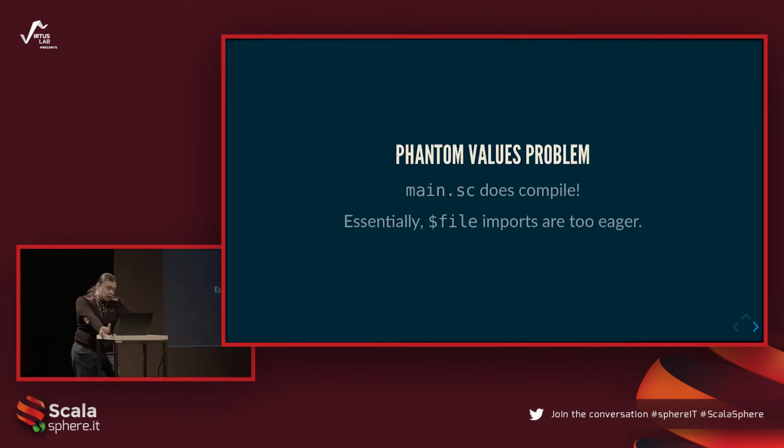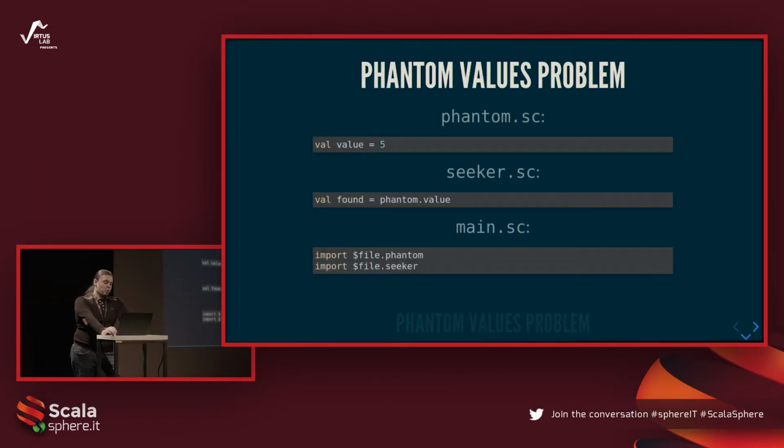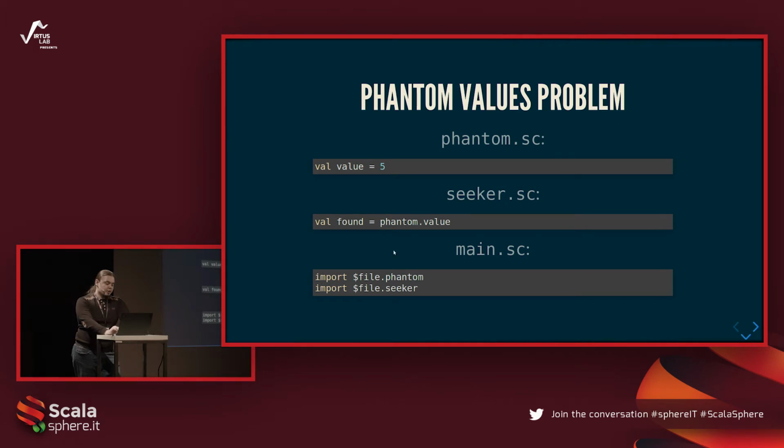And the reason why it does, if we try to think about it, is that file imports are too eager in Ammonite. So at first, when we import the phantom module, Ammonite is going to compile it and put it on the class path for us, and then immediately proceed with compiling the seeker. So this means that we have this strange object that we didn't really reference.